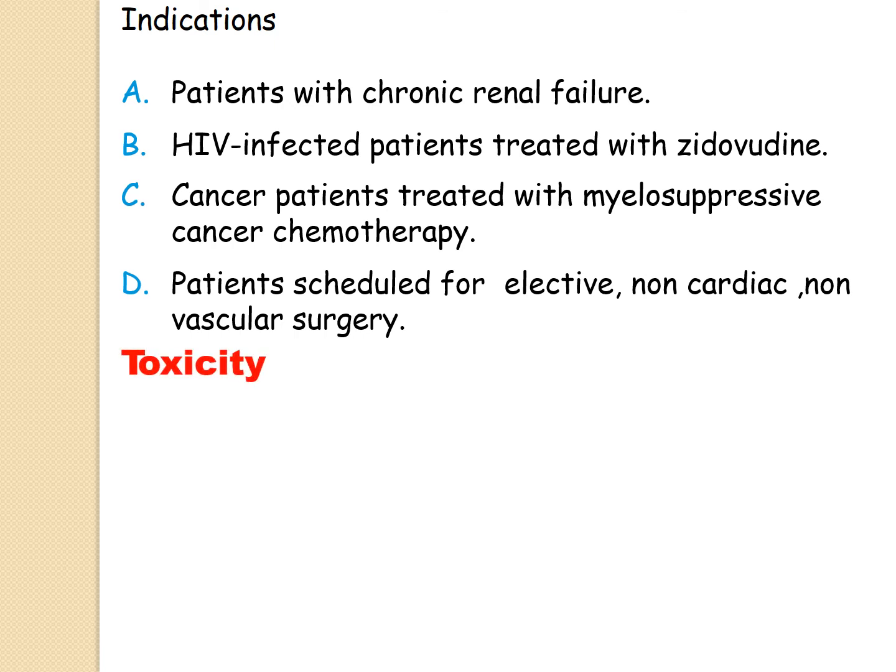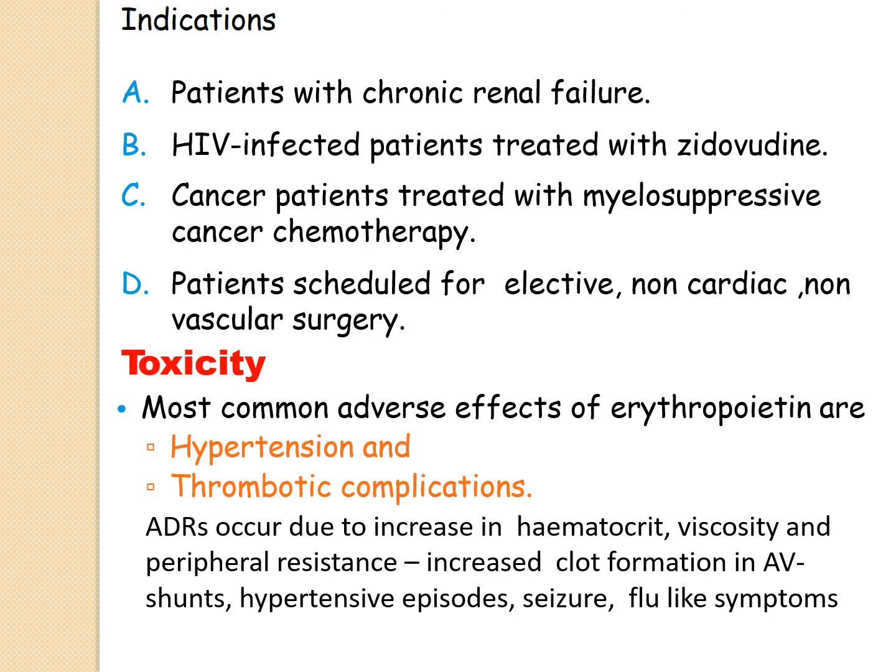Then let us discuss the toxicity. The most common adverse effects of erythropoietin are hypertension and thrombotic complications. The adverse reactions occur due to increase in hematocrit, viscosity and peripheral resistance. Increased clot formation in AV shunt, hypertensive episodes, seizures, and flu-like symptoms are the common adverse drug reactions of these agents.